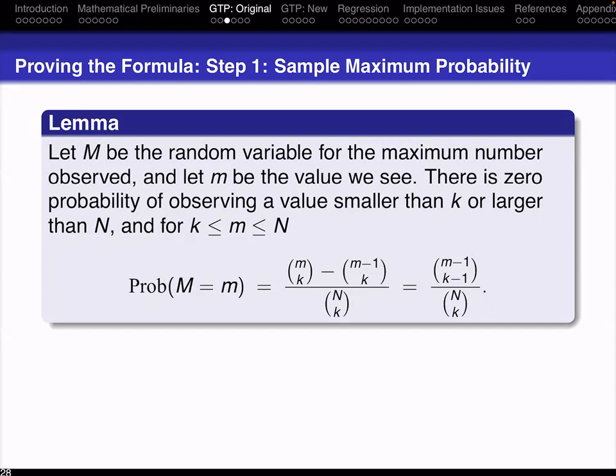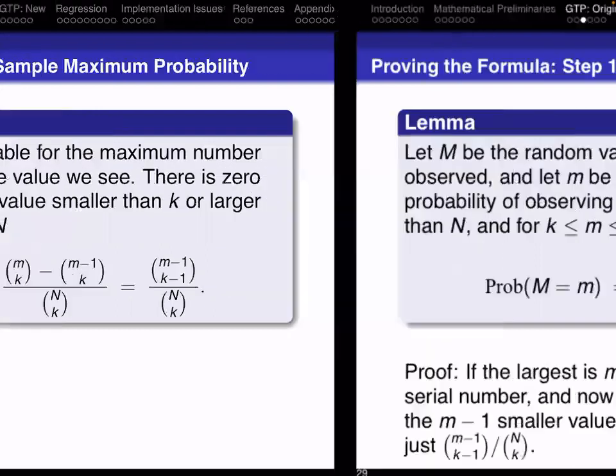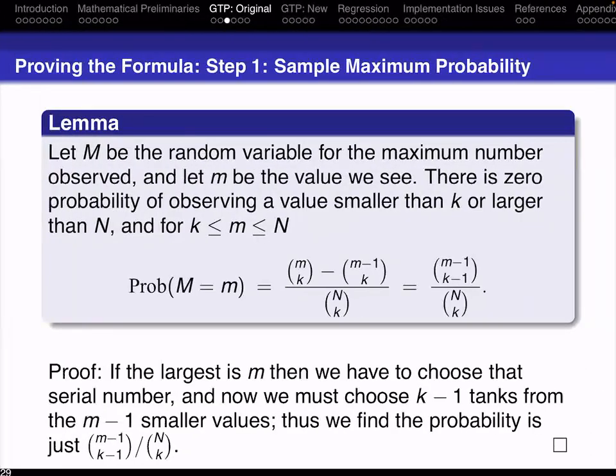The other way is, imagine our largest tank is m. So we have to choose that tank. That's a 1 choose 1, which I'm not bothering to write. And now we have m minus 1 serial numbers that are less than m. We have to choose k minus 1 of them. So this is the number of ways to choose k tanks where the largest serial number is m. And I've just written out the text over here, a little bit explicitly.